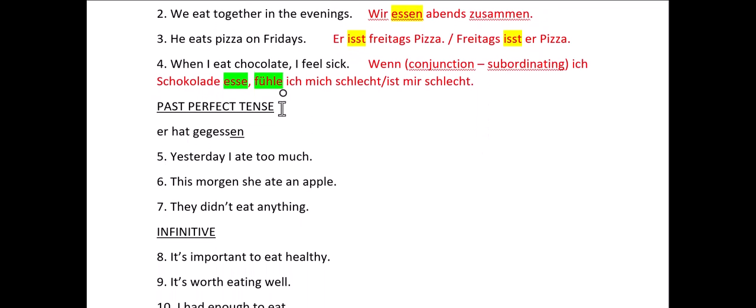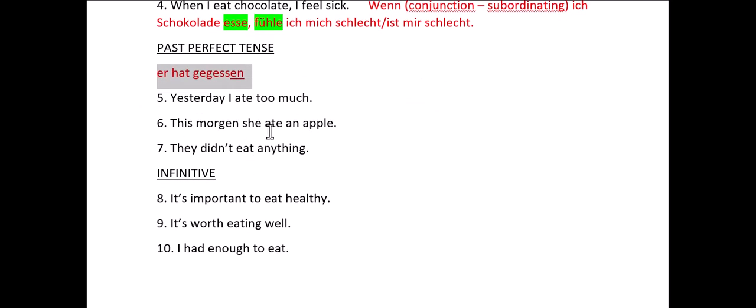Let's do the past perfect tense next. And remember, hat gegessen is our past perfect form. Let's do 5, 6, 7. Yesterday I ate too much. Again, you might like to pause before we go through these together, but let's go through them now. Gestern habe ich zu viel gegessen.